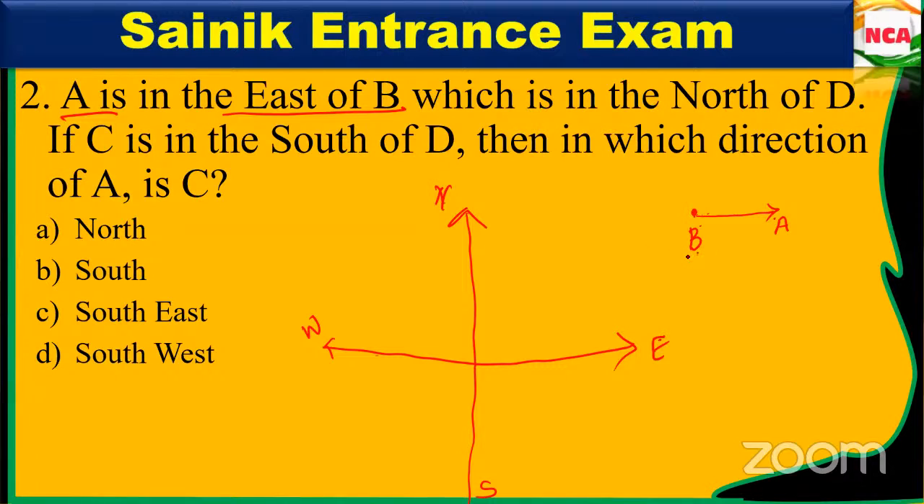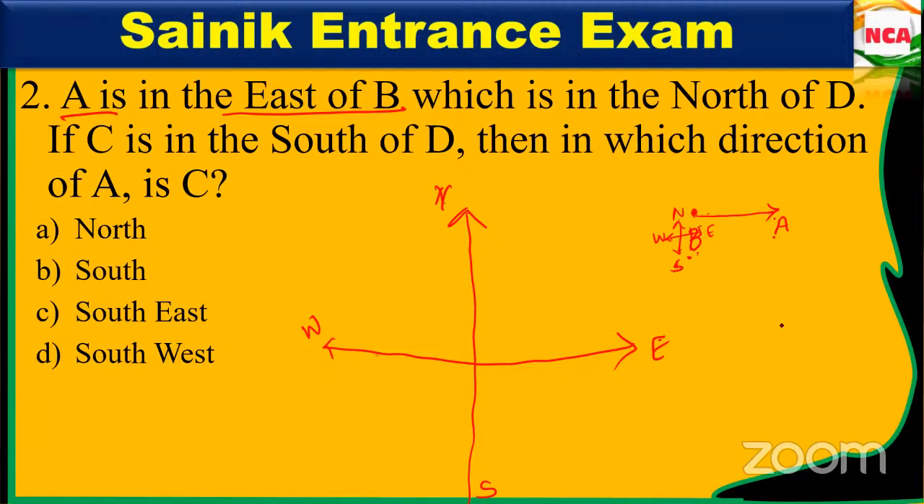So I am placing B here. If I am making this as one, this is north, this is east, this is south and this is west. So towards east, I can put A, right? So next question, which is in the north of D? Which is in the north of D means that B is in the north of D, right?